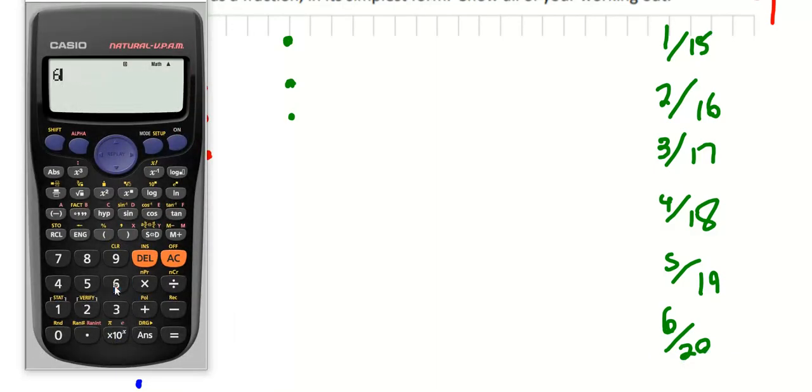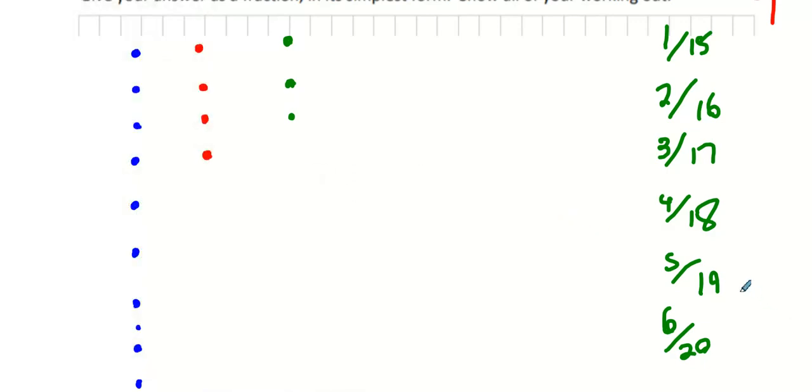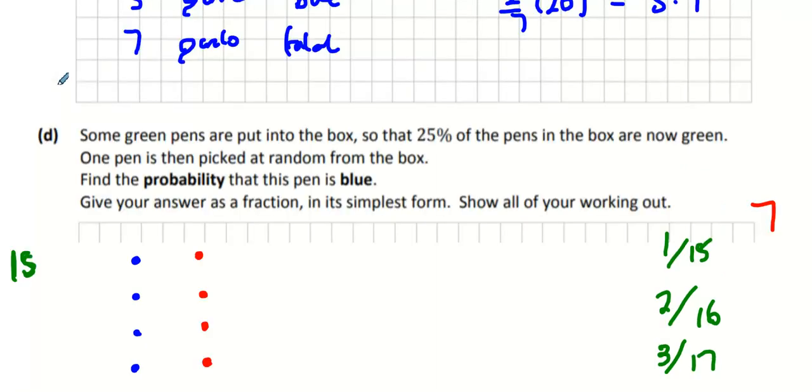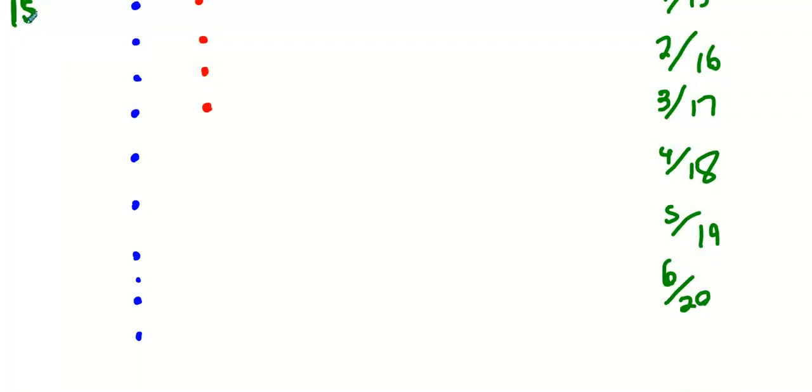What is 6 out of 20 in a decimal or in a percentage? Yeah, I've already gone over 25%. Once again, I wasn't able to hit the 25% here either. So this time I'm going to start off with 15 blues. This is very much a trial and error question. 15 blues and 6 reds.